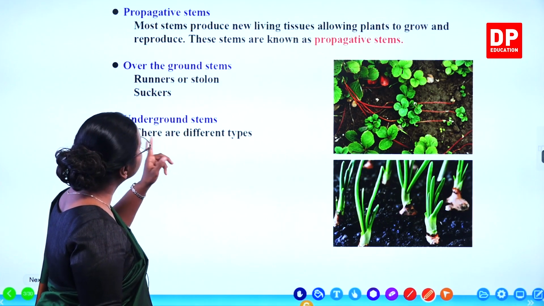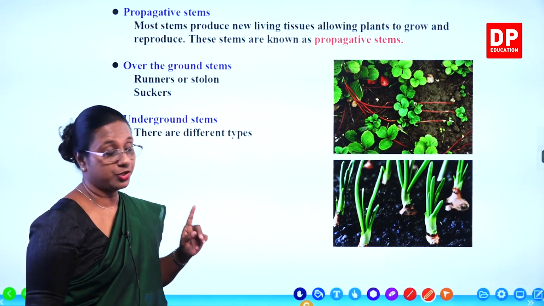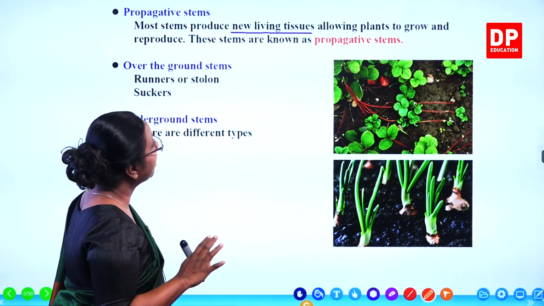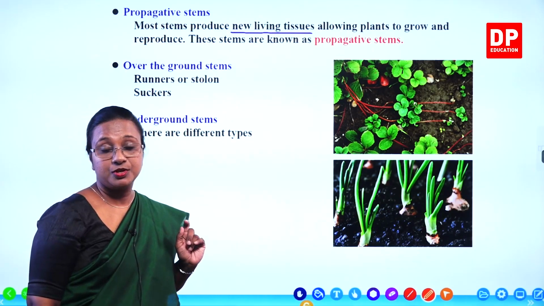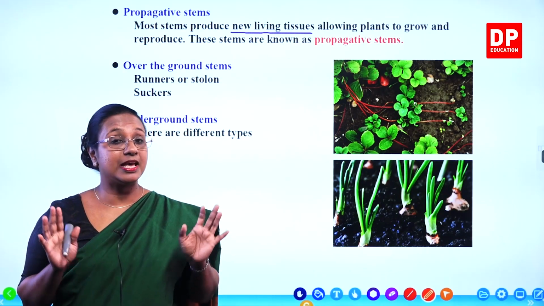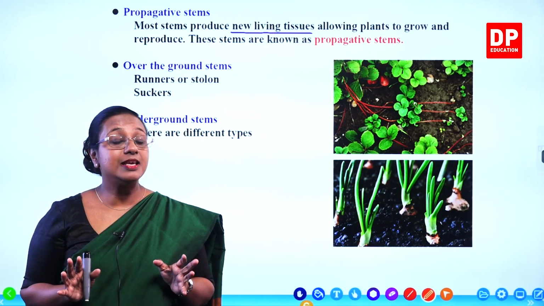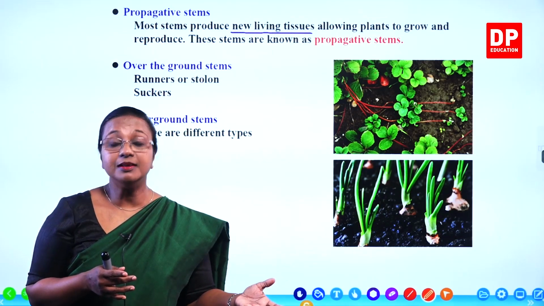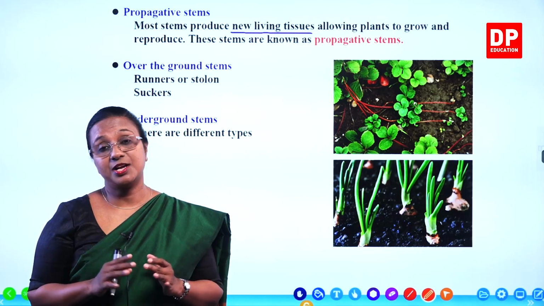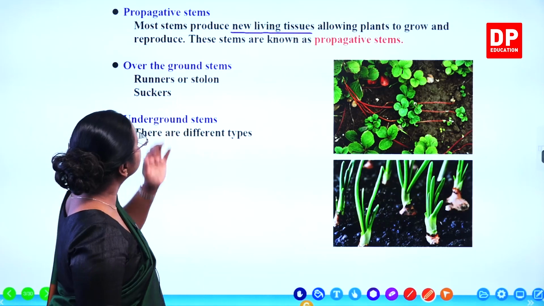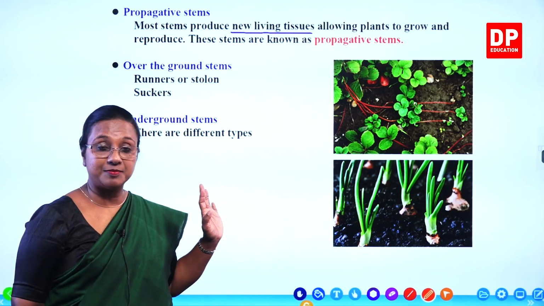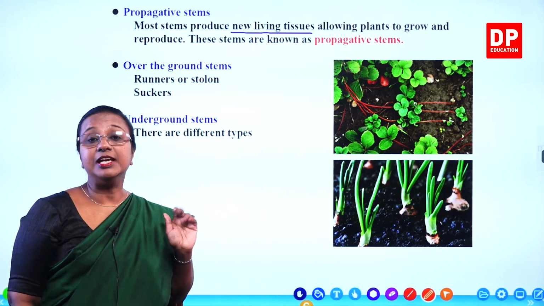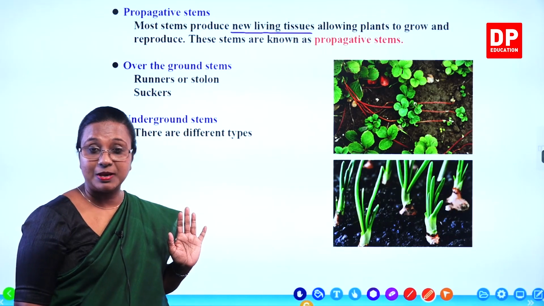Most stems produce new living tissues. So note this point. New living tissues allowing plants to grow and reproduce. So normally we have the stems, they have certain functions, but there are stems that can produce new living tissues that can become another plant. So such stems are known as propagative stems. So their special adaptation is that they can produce new living tissues. That is something you have to remember, students.